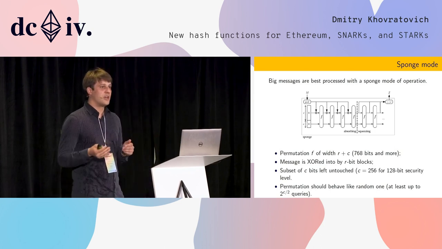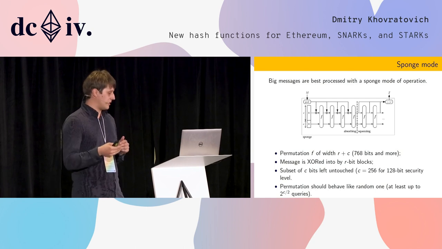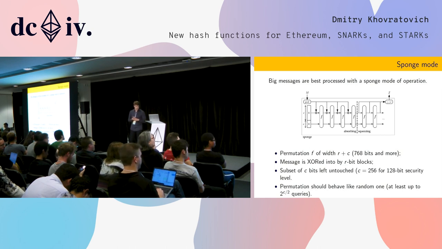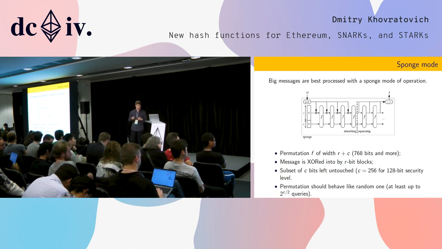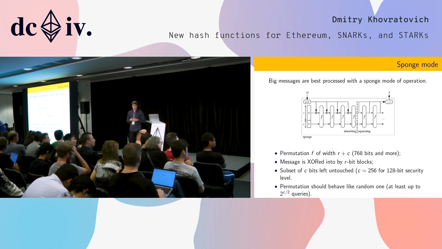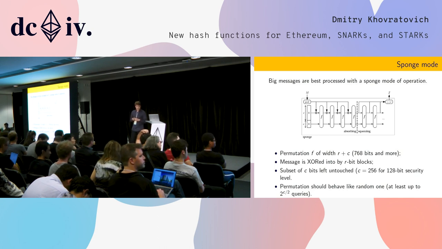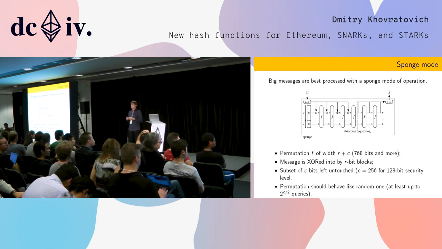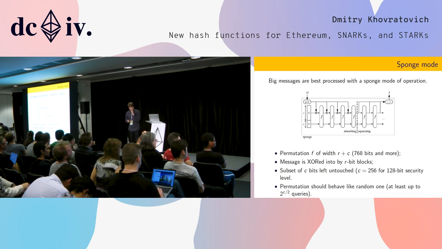The idea of how they operate is very simple. The message is XORed not onto the entire state, but onto some part of it, leaving the so-called capacity bits. Capacity is twice the security level here. If your security level is 128 bits, then capacity should be 256. The message is XORed, then you call the permutation. Then the message is consumed, and you output with the same rate as you consumed messages. Of course, the permutation should be an ideal permutation, in the sense that it should be to some extent indistinguishable from a random permutation. Well, it's a constant function, but you should more or less understand what this means.